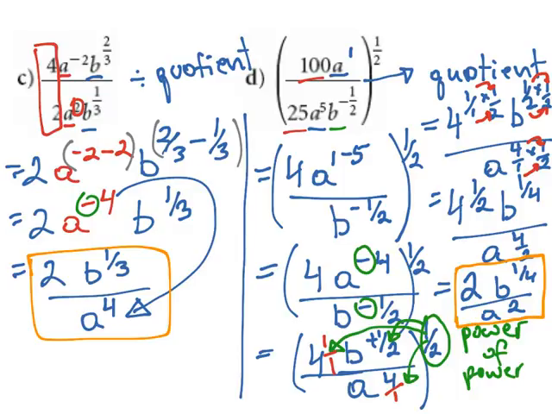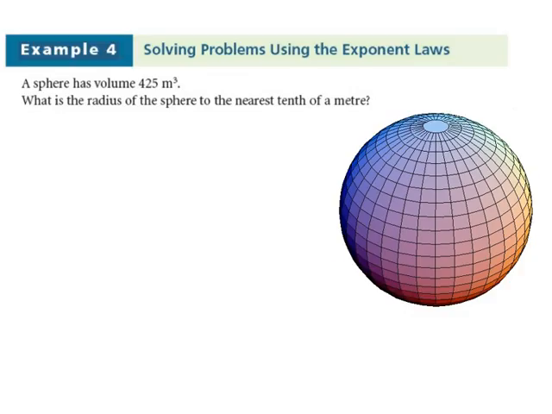We're almost done. Now let's use a little bit of application. A sphere has a volume of 425 meters cubed. Now notice it's a volume because of this cube value, 3. What is the radius of the sphere? So we're looking for the radius, to the nearest tenth of a meter. So we have a volume, we're looking for radius.